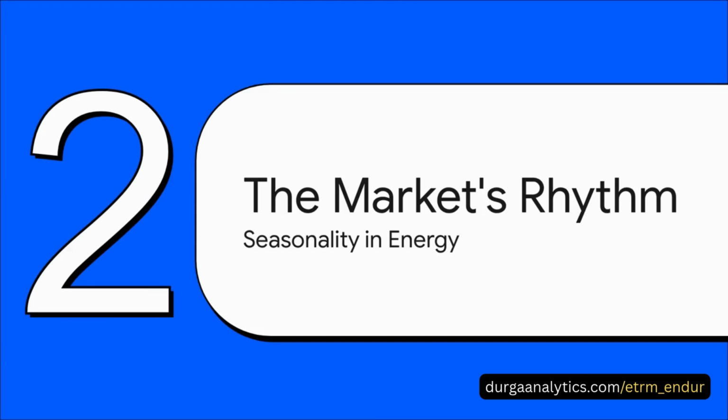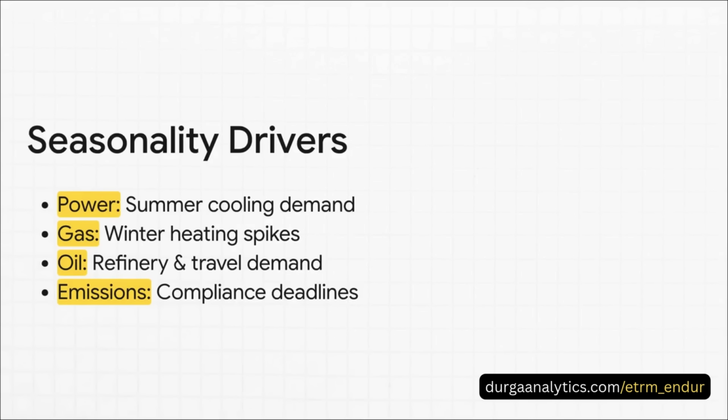Okay, now let's talk about the market's natural rhythm. These are the predictable, cyclical patterns that shape energy prices year in and year out. We call it seasonality. And this seasonality isn't just random noise, it's driven by real-world events. I mean, for power, it's that huge surge in summer air conditioning demand. For natural gas, it's the spike in winter heating. For oil, you have the summer driving season.